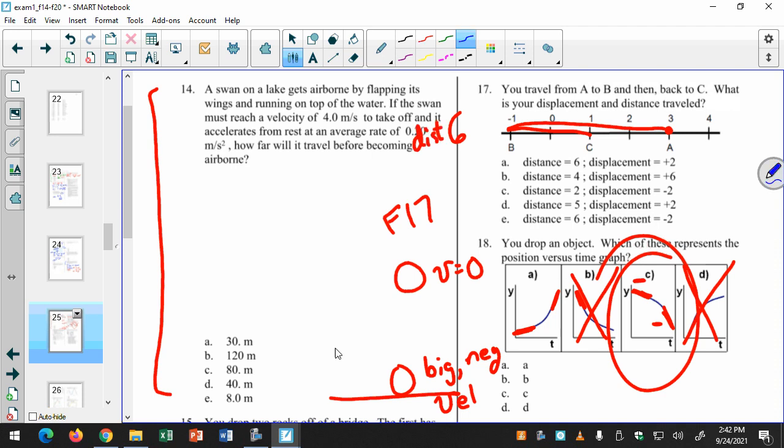But if I'm looking at my displacement, I'm just concerned with where I start and where I end. And in that case, my displacement is minus 2. So my distance is 6. Get rid of these 3. And my displacement is 2 meters in the negative direction. So E is the right answer. We had a little graph like that early on in this chapter.